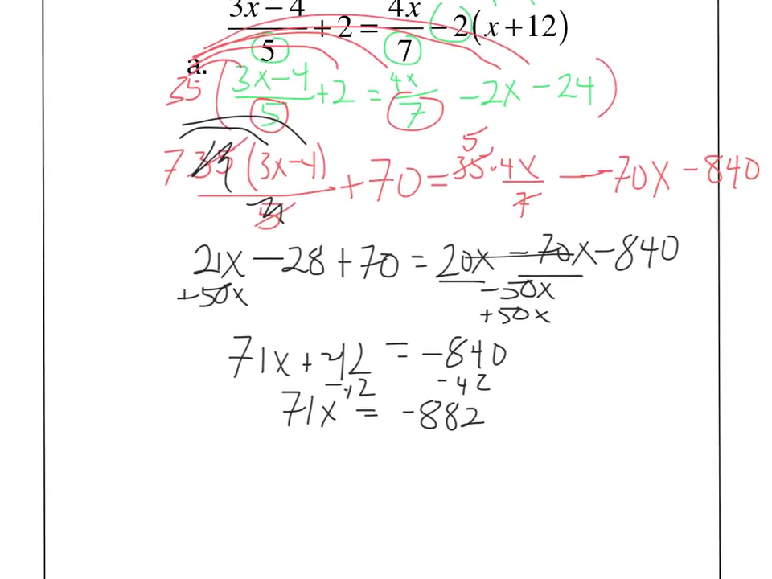Finally, I have to finish this problem up by dividing both sides by 71. And we get x is equal to negative 882 over 71. I don't think that can be reduced, although I certainly could be mistaken, so you can certainly stop at this point. Kiddos, you do not need either a decimal approximation or to try to reduce that.